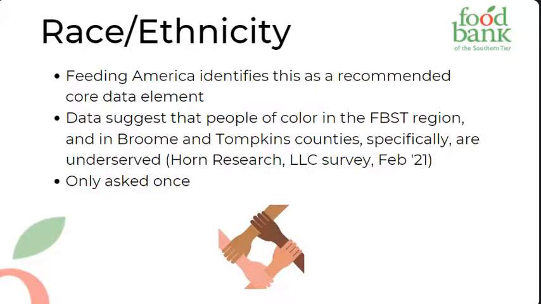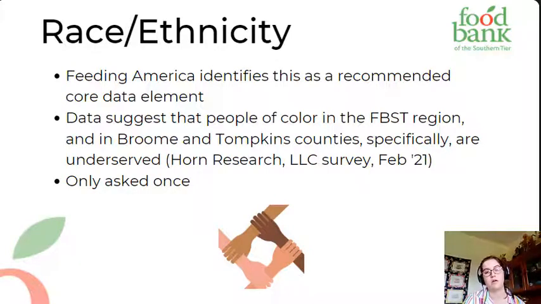So moving into a deep dive on the specific things that we are adding in. Race and ethnicity, this is something that Feeding America has identified as a recommended core data element. So this is something they suggest that all Service Insights programs across the US collect. And more specifically in our region, from the Lisa Horn study, data suggested that people of color in the food bank's region, specifically in Broome and Tompkins County, are underserved.